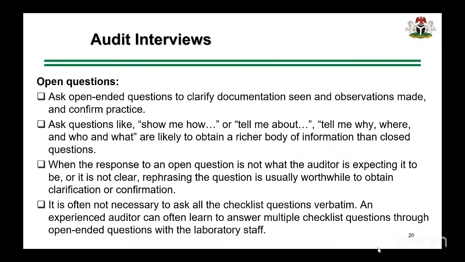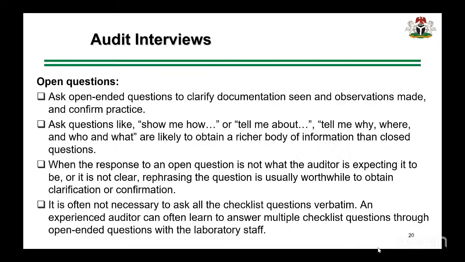"Tell me how you do your quality control" is an open-ended question. Or like, "do you do quality control?" Yes or no. That is a closed-ended question. The open-ended question is "how do you do your quality control?" That is what an open-ended question is.